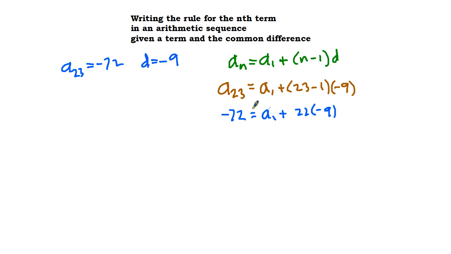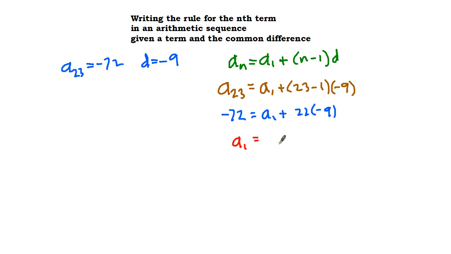And now the only variable here is a sub 1. So in other words, really what we're trying to do is find the first term. This is another way of saying, given a term and a common difference, find the first term. And then we'll use the first term to write out the rule for this sequence. So let's go ahead and rearrange a few things. I'm going to go ahead and put the a sub 1 all by itself over here.